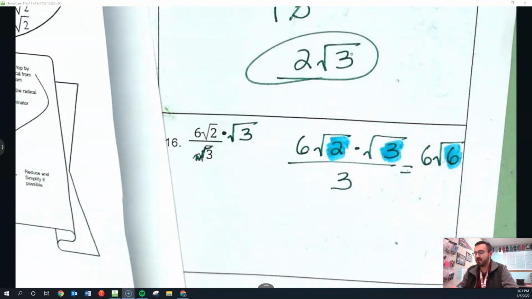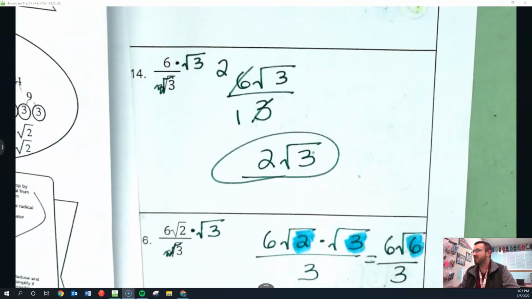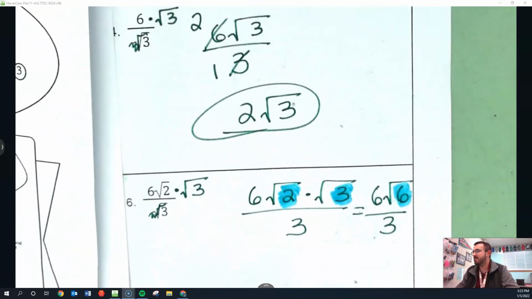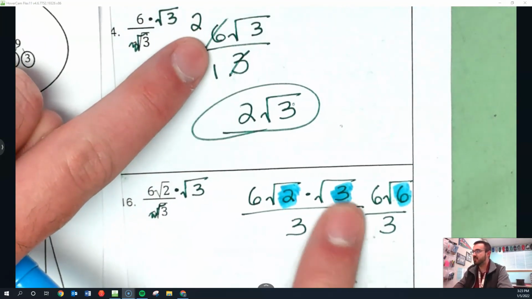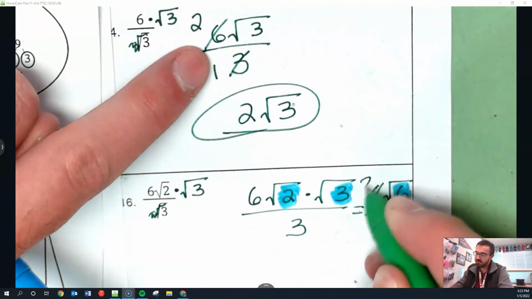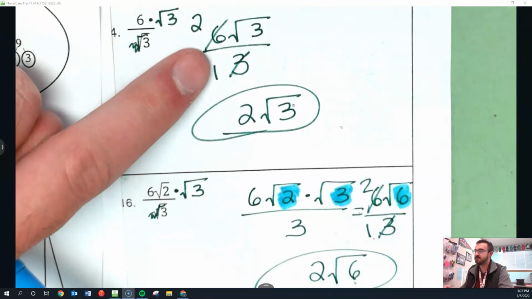Got it? 3 is still on the bottom. That's cool, but I don't like that. I'm going to do the same thing I did up here. See that? 6 divided by 3. What happened there? This became a 2, and this became a 1. So I'm left with 2 root 6.